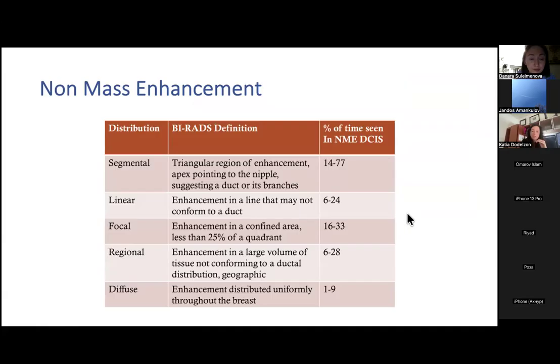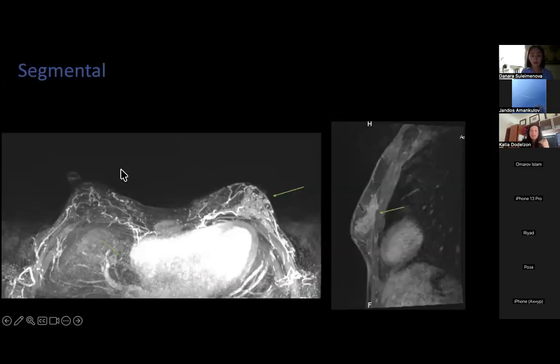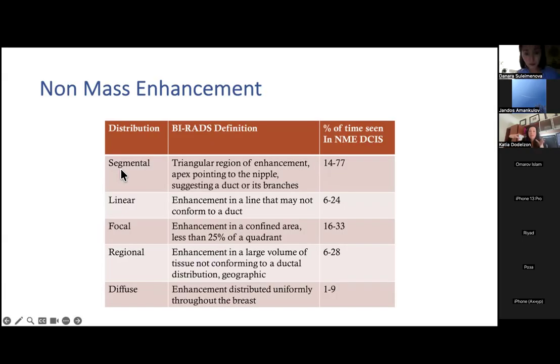Areas or patterns of distribution can be concerning. However, the ones that are most suspicious are linear and segmental. Segmental is like a little triangle pointing towards the nipple. And when you do see DCIS, up to 77% of the time, it's in a segmental distribution, because it's basically that ductal distribution pointing towards the nipple. Linear is in a line, but doesn't necessarily conform to a duct or point towards the nipple, just a line.